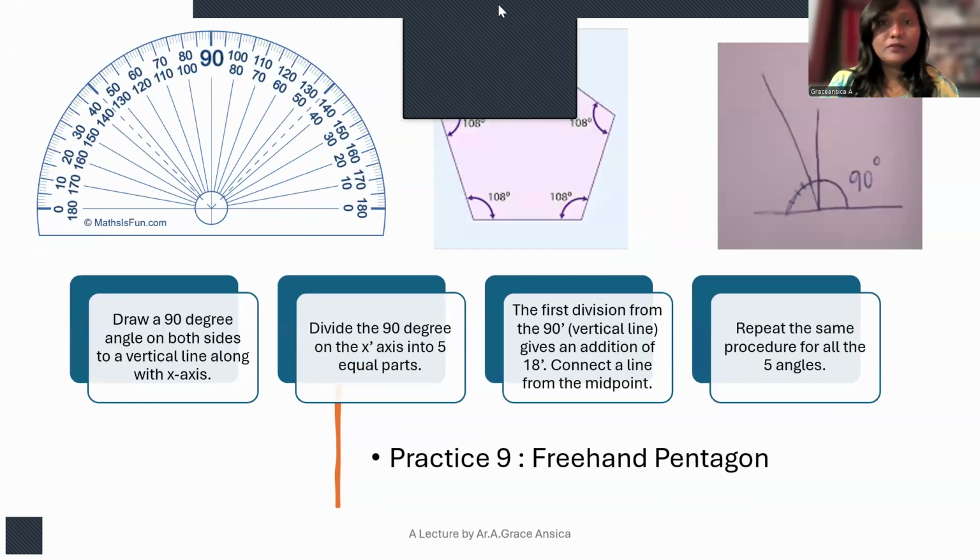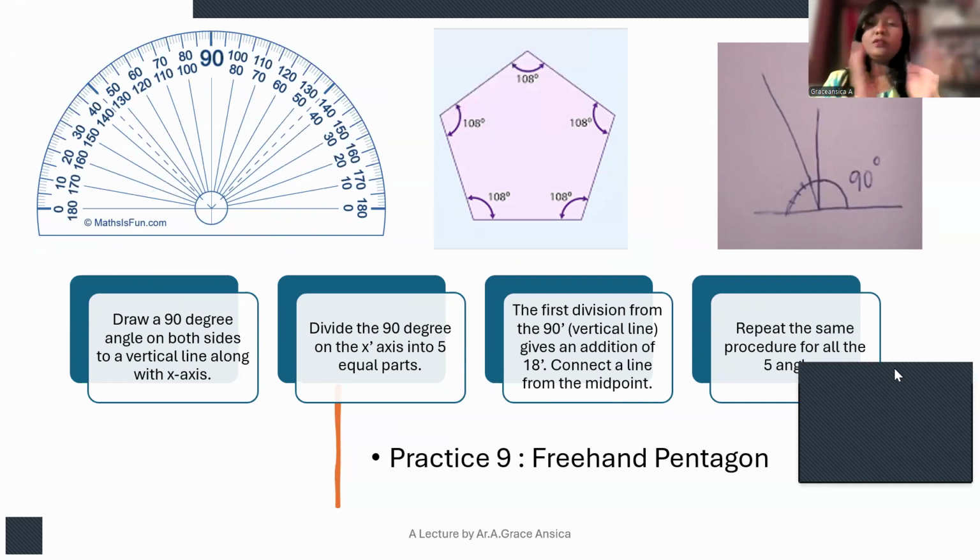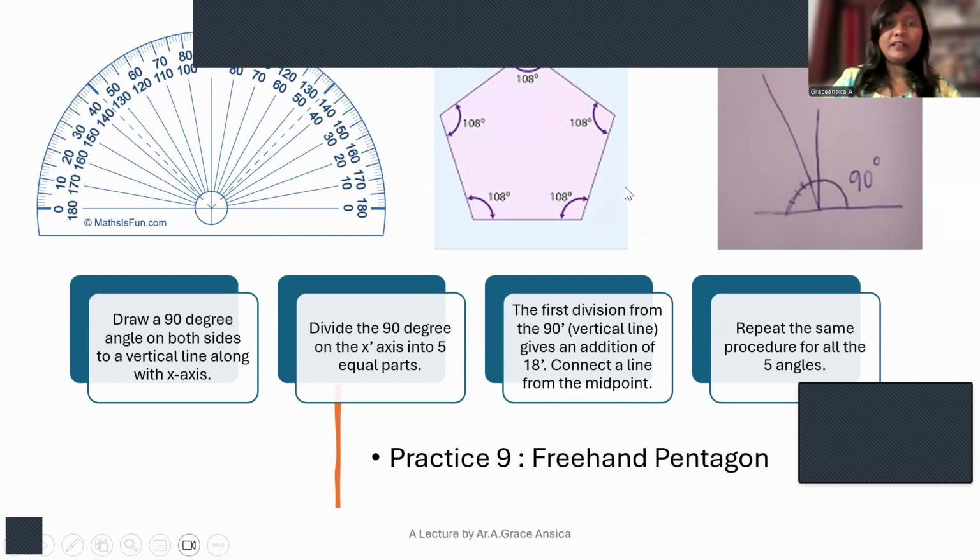Now I'll tell you how to do the pentagons. When I say pentagon, it is five-sided, that we all know. Five-sided, and you have five angles as well, as you can see here. Now, how do I know what is the angle of a pentagon?